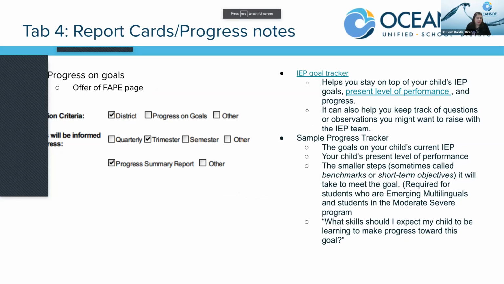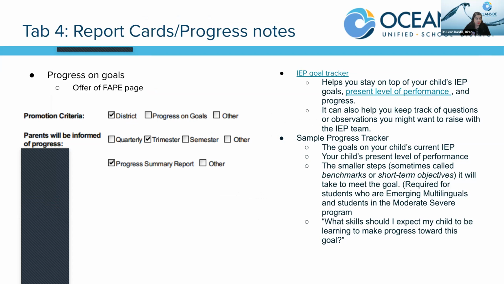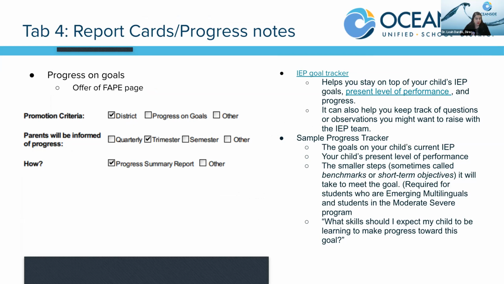The next tab again is our report cards and our progress notes. And so what we do is that every time that we have an annual or triennial, we talk about our progress on goals, and our offer of a free and appropriate education. And this will tell you how often you would be informed of your child's progress.